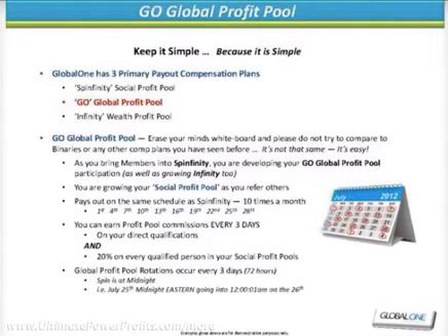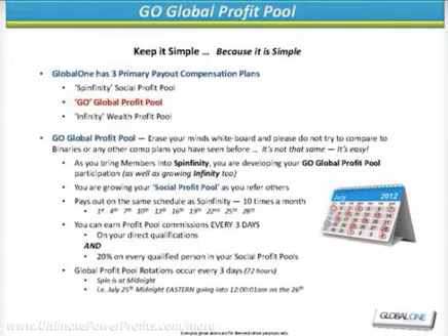The payout dates are exactly the same time, same date, the 1st, 4th, 7th, and so on. At midnight, you can earn profit pool commissions every 3 days. And this is on all your direct qualifications that you refer, and you get 20% on every qualified person in your social profit pool. The Global Profit Pool rotations occur every 3 days.